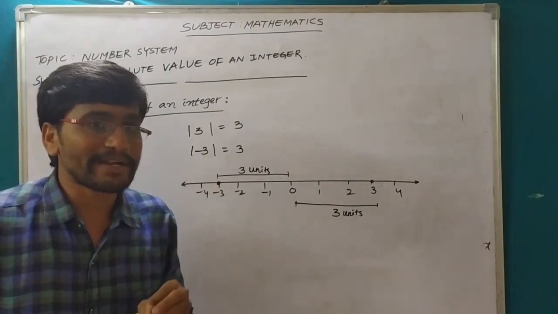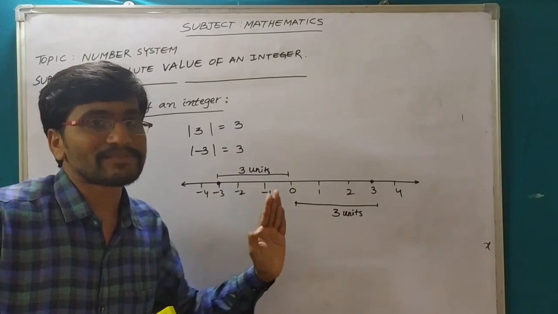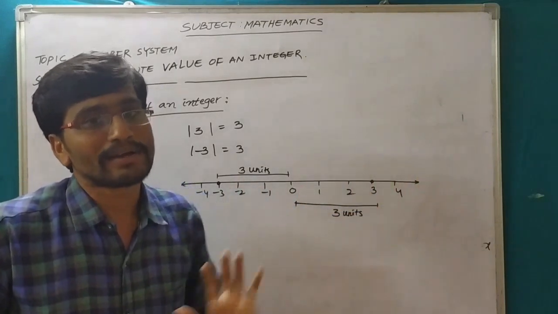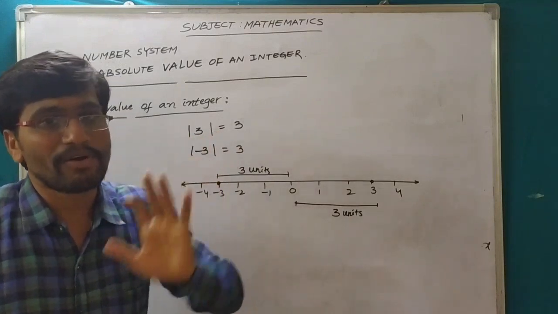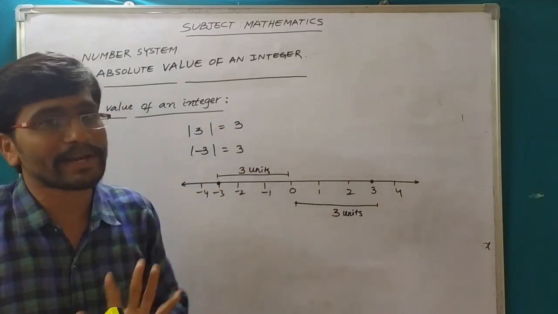So the absolute value of an integer, which is nothing but the distance from 0 to any point on the number line, we can't consider either the plus or minus sign here. We have to write only the numerical value.